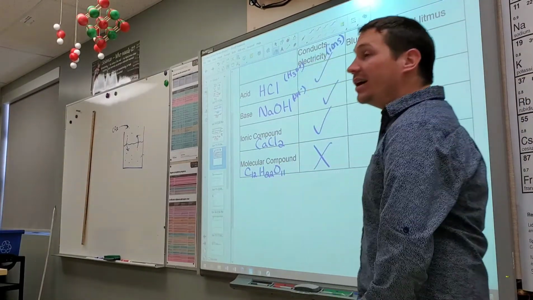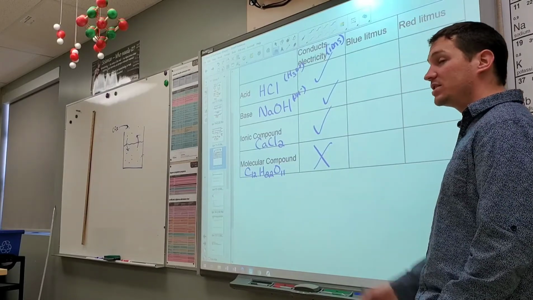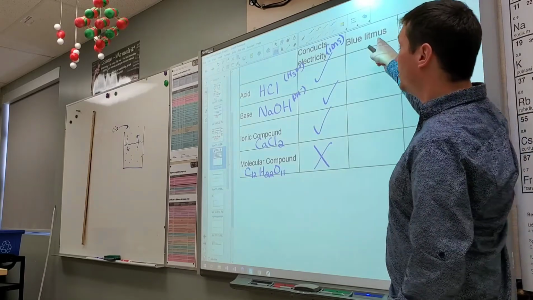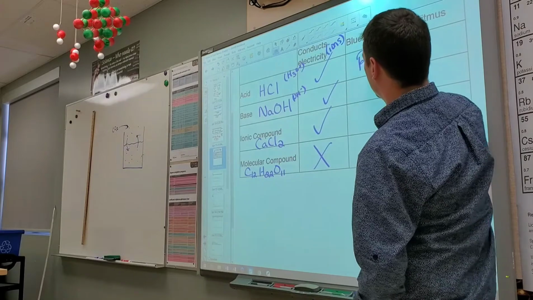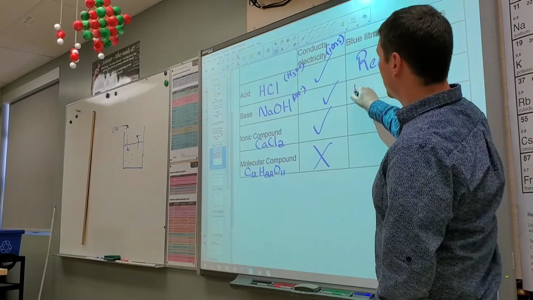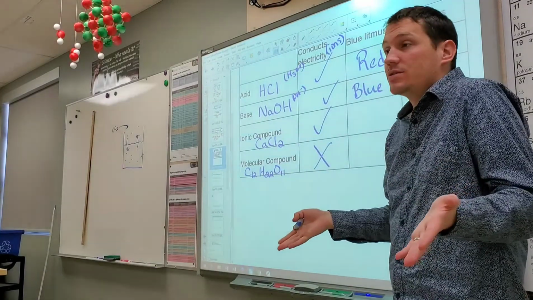Okay, blue litmus. What's the only other color it could turn? Red. So is blue litmus going to turn red in contact with an acid? Yes, it's going to turn red. What about in a base? It's going to stay blue, otherwise known as no change, right?